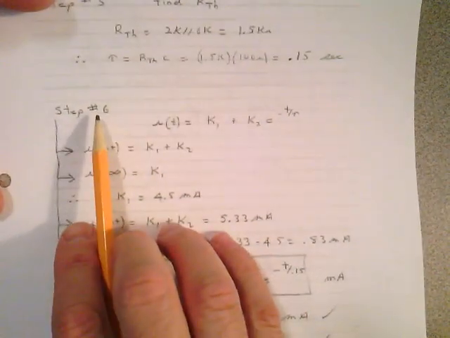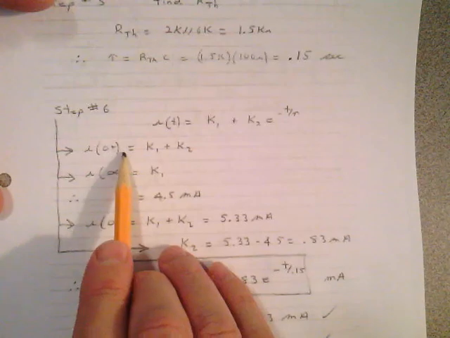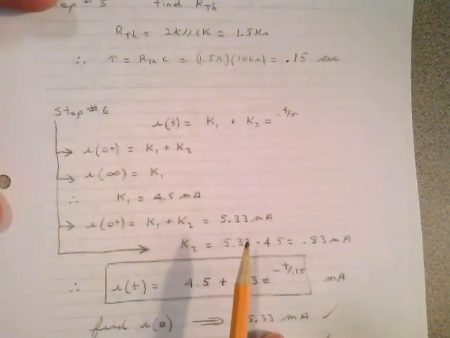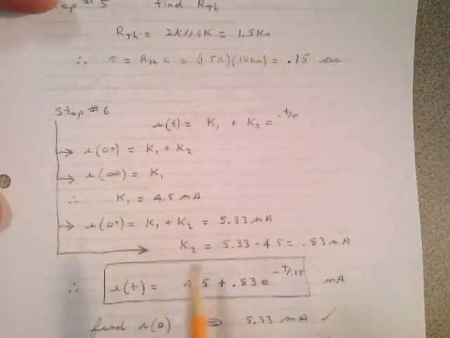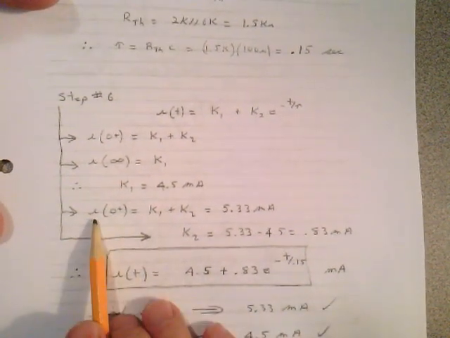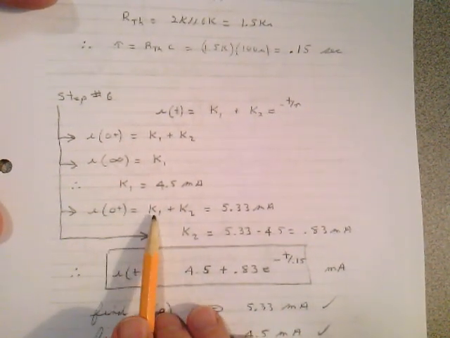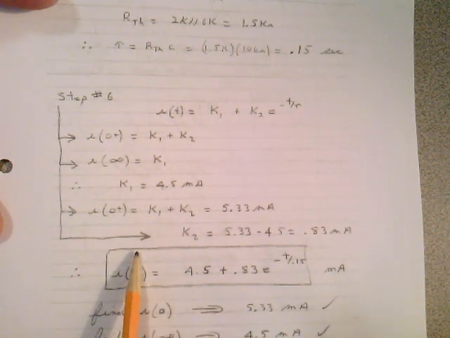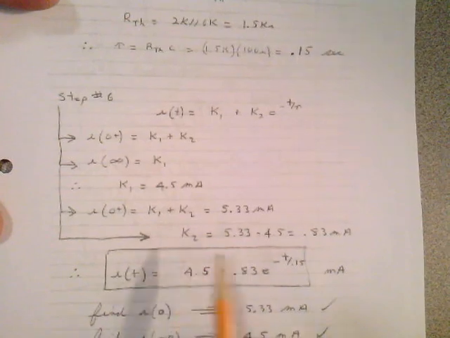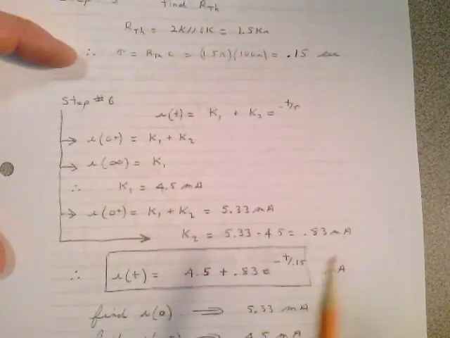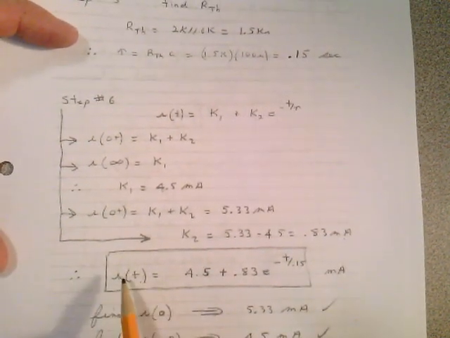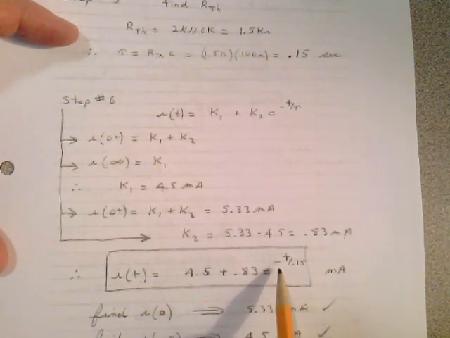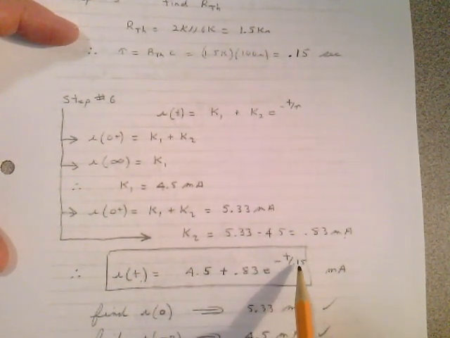Step number 6, we know that I at 0 is equal to K1 plus K2. We know I of infinity is K1, therefore K1 is equal to 4.5 milliamps. We already calculated that I at 0 is equal to K1 plus K2. So now you can find K2. K2 is 8.3 milliamps, which leads us to the final form. I at t is equal to 4.5 plus 0.83 e to the minus t divided by 0.15.